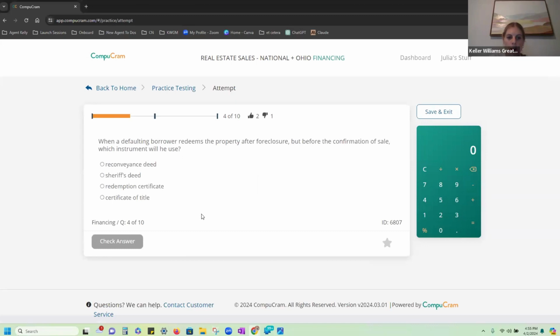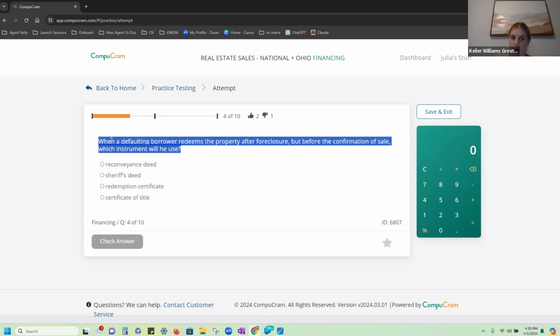When a defaulting borrower redeems the property after foreclosure, but before the confirmation of sale, which instrument will he use? A, reconveyance deed, B, sheriff's deed, C, redemption certificate, or D, certificate of title. So when a defaulting borrower redeems the property after foreclosure, but before the confirmation of sale, which instrument will he use?